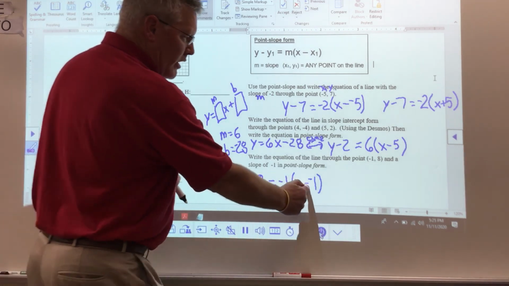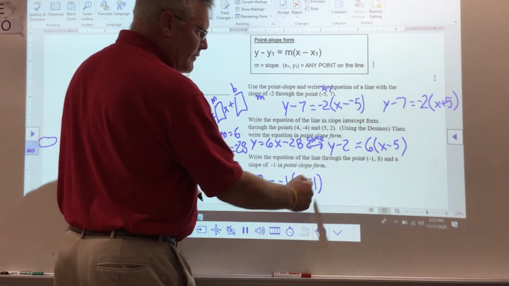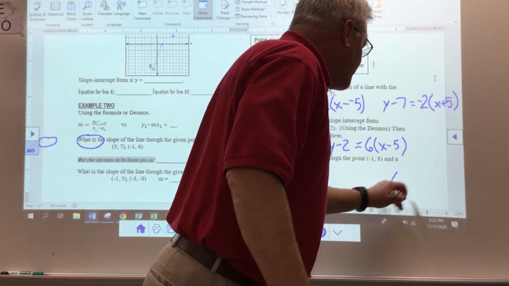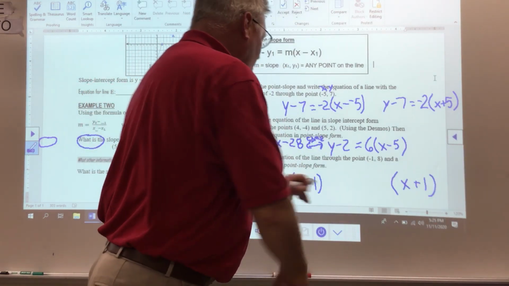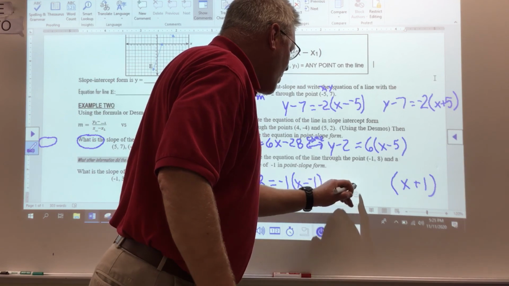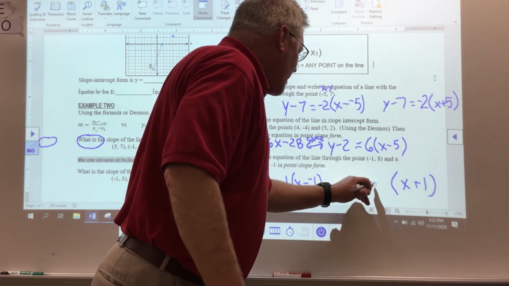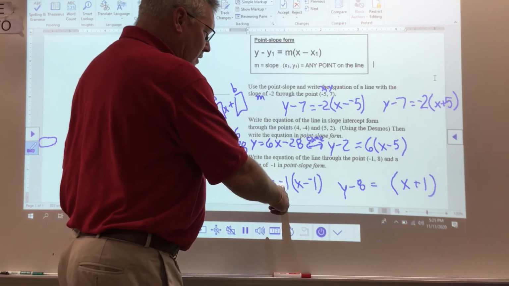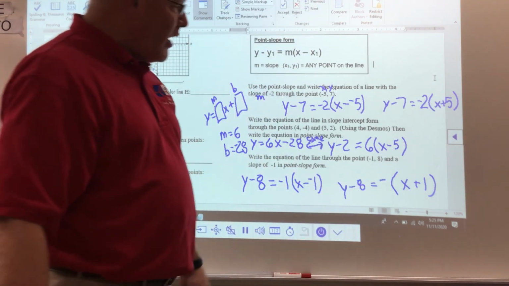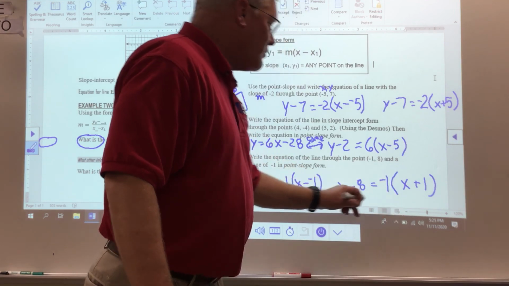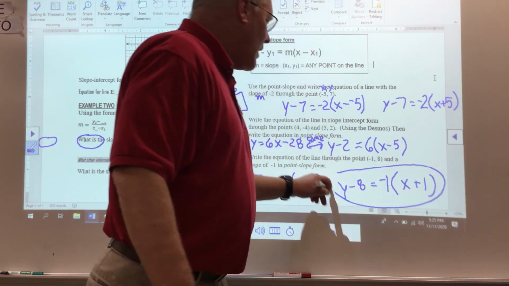Now you already know what I'm going to do here. Minus a negative, I'm going to change that to a positive. So right there, I'm going to write x plus 1. Over here, I don't have any cleanup to do, so I'm just going to write y minus 8. And I'm going to equal to, what's my m value? It's negative 1. Now, sometimes I use some trickery and put a 1 there, but if you wanted to, you could do negative 1. So big key right there.